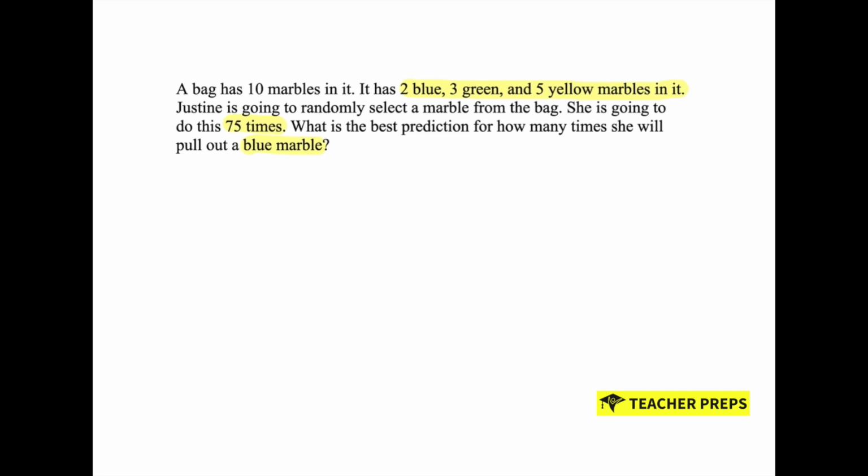The first thing we need to do is write the probability of getting a blue marble as a ratio. How many blue marbles are there? There are 2 blue marbles. That's the numerator in our ratio. How many total marbles are there? There are 10 marbles. That's the denominator in our ratio. Now we could simplify this to 1/5, but it's not necessary.